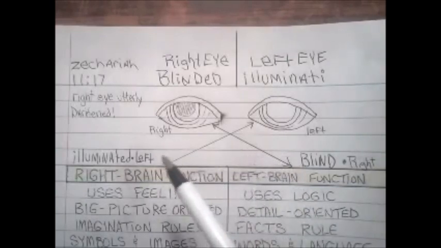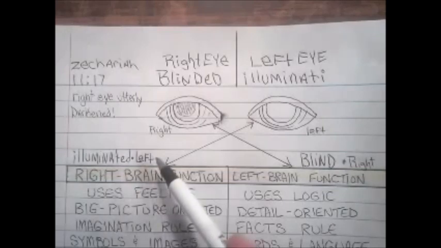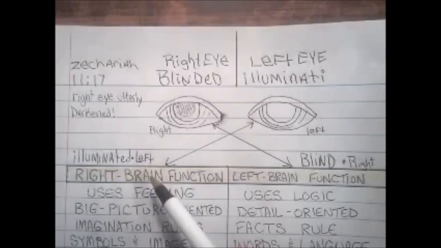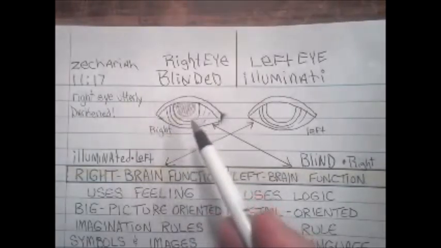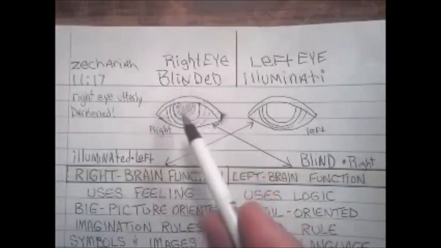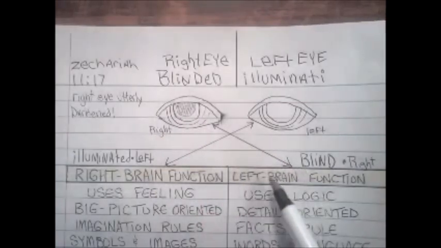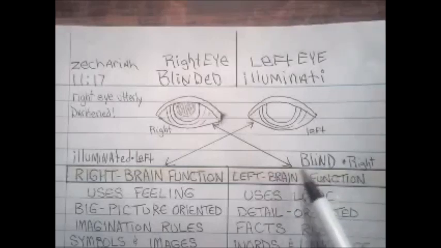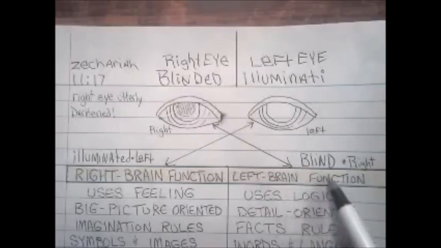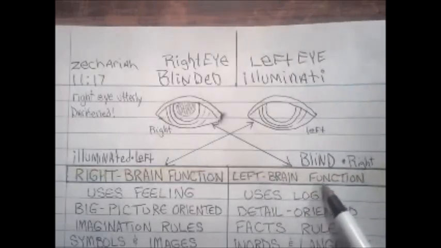So as you see that the illuminated see through the left eye, which is controlled by the right brain function, the right eye is being darkened. It is being blinded. And this is what they don't want to see through. They do not want to see through the left side of the brain. That is why they utterly darken this function. And this is the function that they want us to use. Now I can explain that simply.